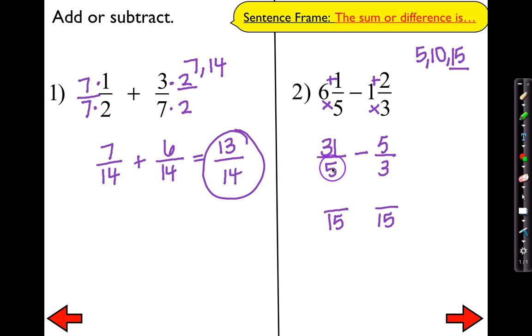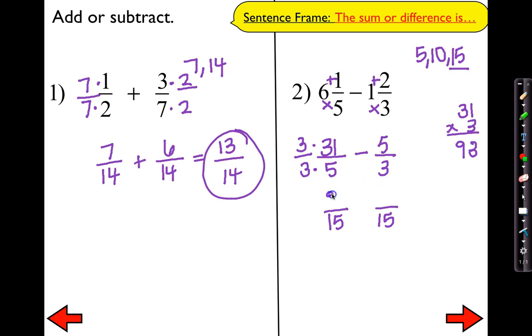Here, 5 times what gives me 15? 3. So I'm going to multiply the denominator by 3 and the numerator by 3. 31 times 3 is, let's see, I'm not sure, so I'm going to go off onto the side work and multiply it out. 31 times 3. 3 times 1 is 3. 3 times 3 is 9. So please notice whenever you're doing math that you can't necessarily do off the top of your head, please go off to the side of your paper and show side work to keep things nice and neat.